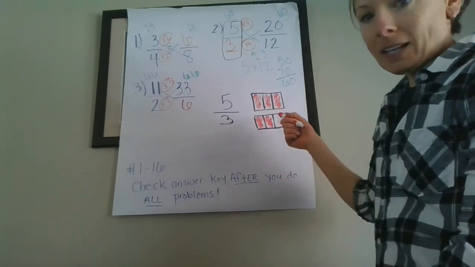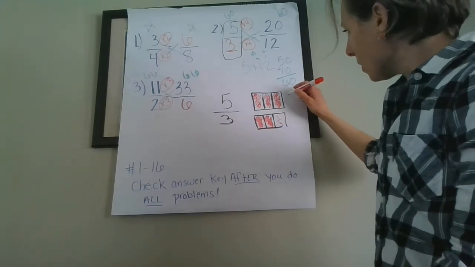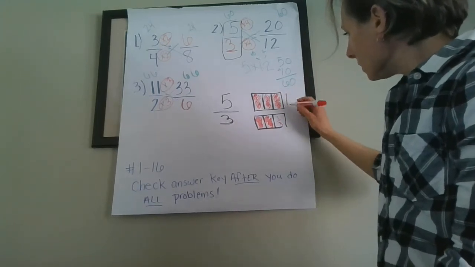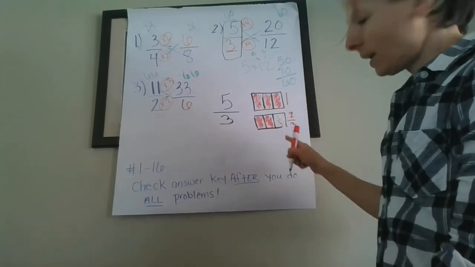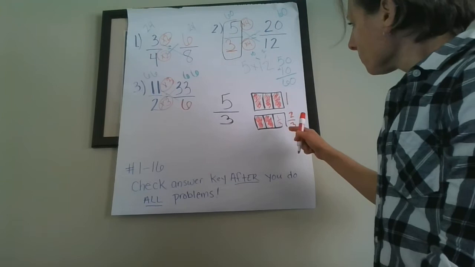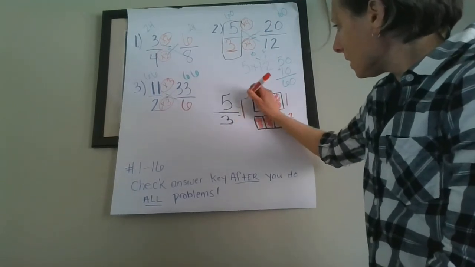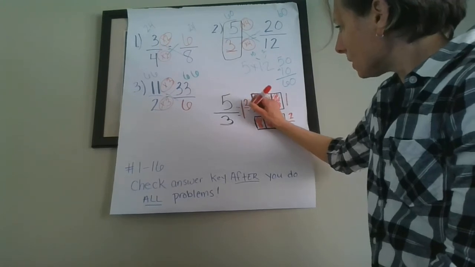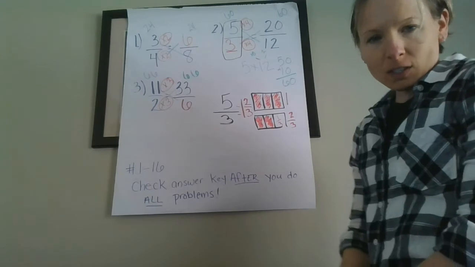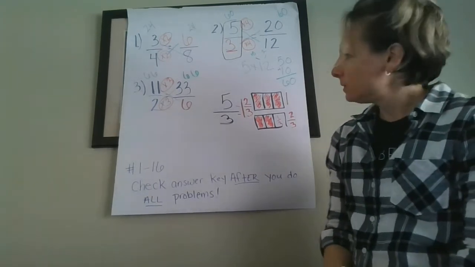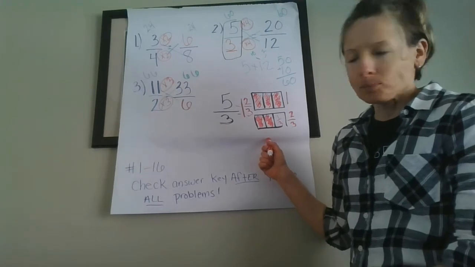So if I look at this, 5/3 is the same as having one whole and then 2/3 of that second candy bar, isn't it? So 5/3 is the same as 1 and 2/3. Does that make sense to you? Is that mind-blowing? Hopefully this picture helps explain it.